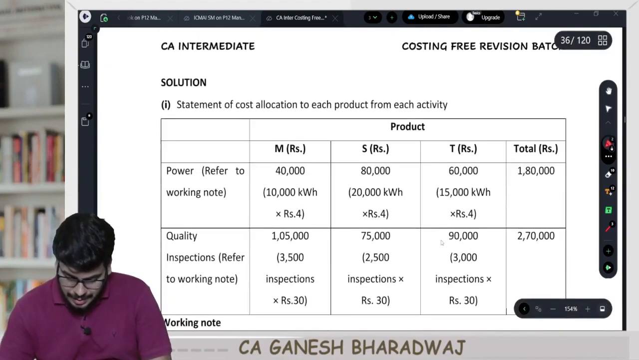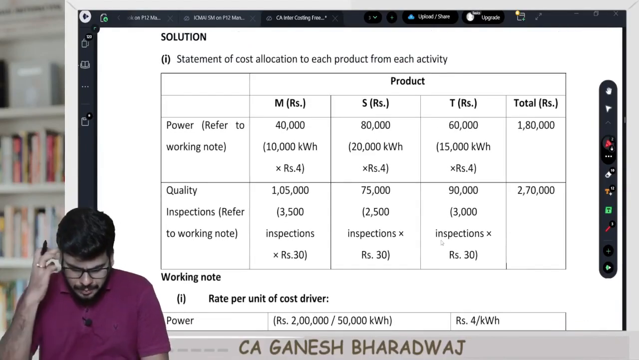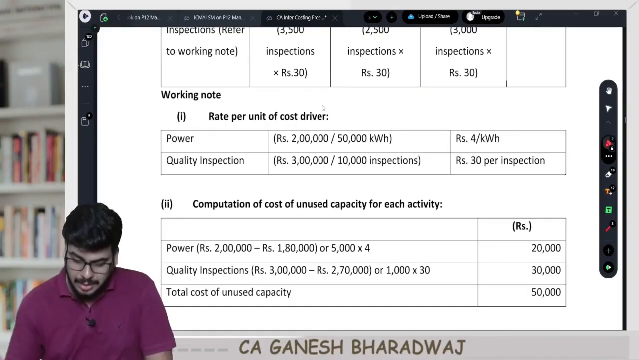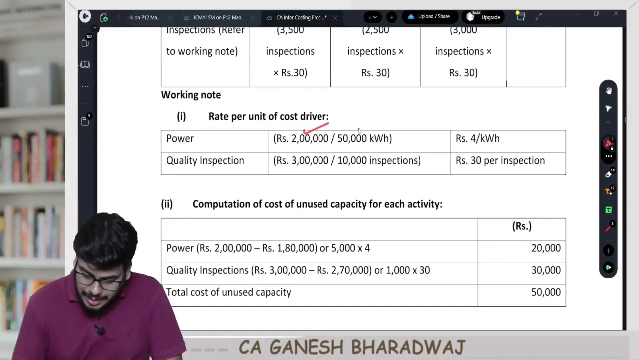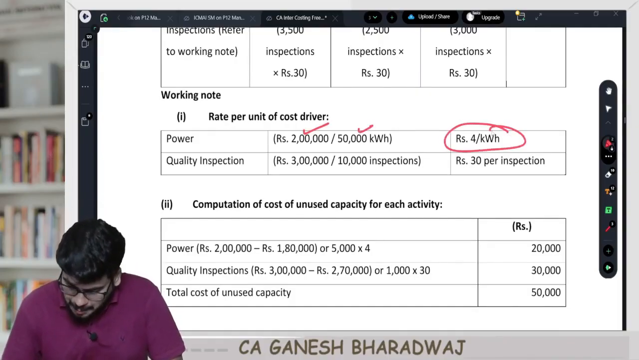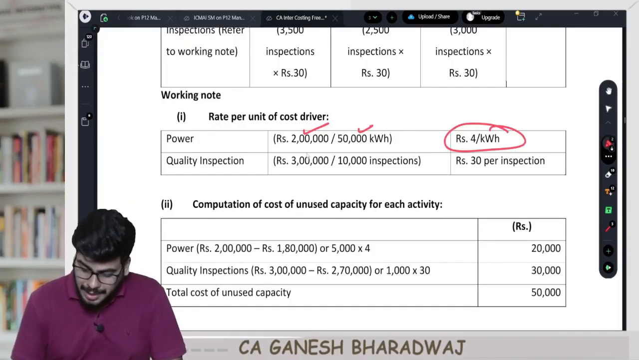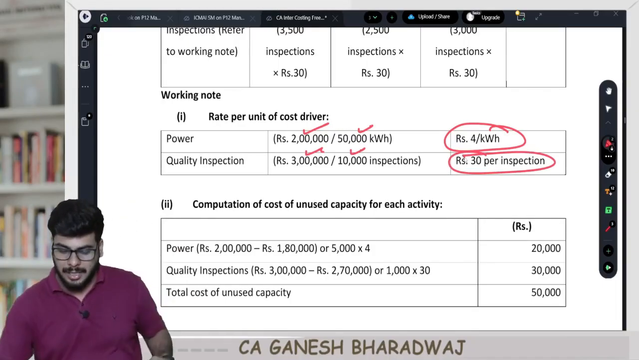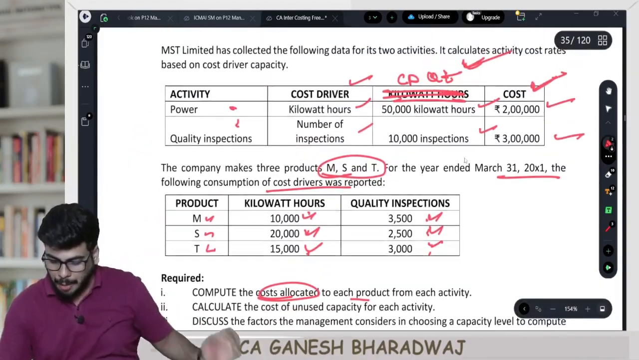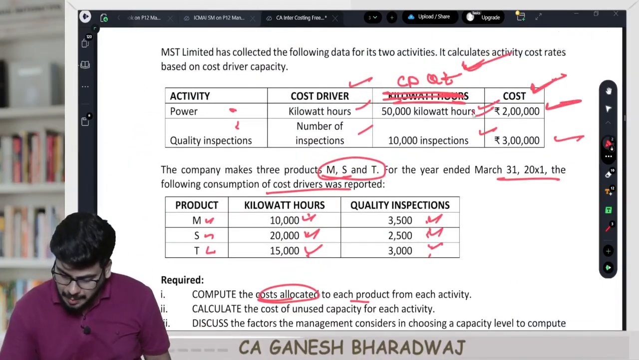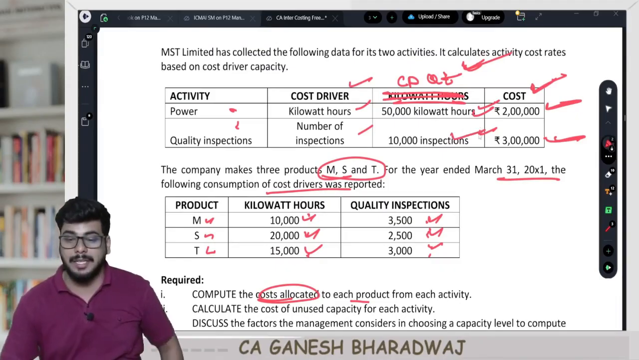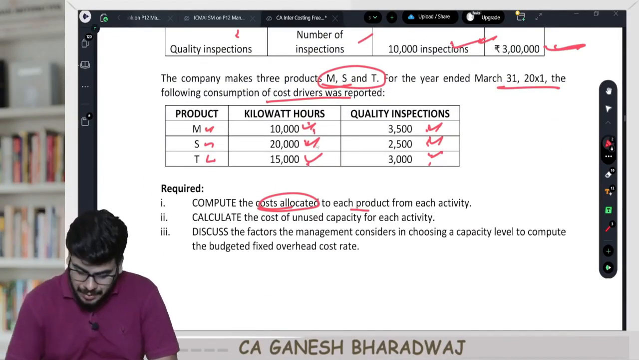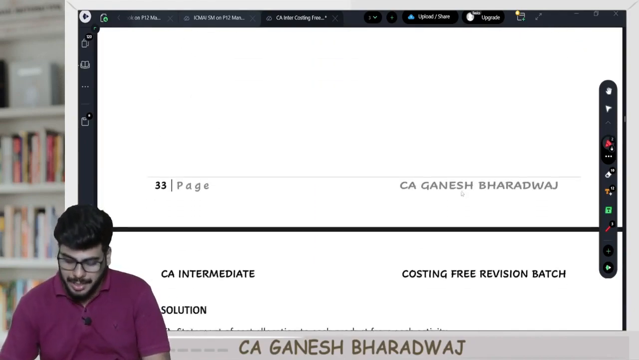Now look at this here. You have the respective products M, S and T. First, the cost driver rate is 2 lakhs divided by 50,000. This is 4 rupees per kilowatt hour. Quality inspection is 3 lakh divided by 10,000, 30 rupees per inspection. This is nothing but the data that they have given on the top, the first box. So 2 lakh divided by 50,000 and 3 lakh divided by 10,000, you arrive at the cost driver rate. What will you do now? Multiply it with the respective cost driver quantities consumed.